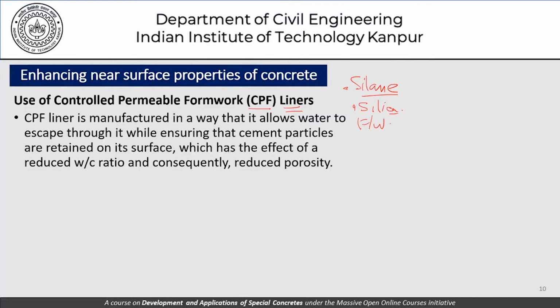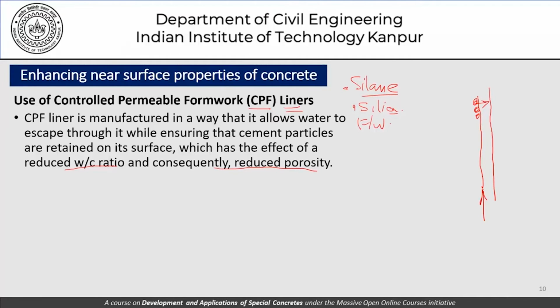CPF liner is manufactured in a way that it allows water to escape through it while ensuring that cement particles are retained on the surface, which has the effect of creating a reduced water-cement ratio and consequently reduced porosity. So if we go back to our old diagram and consider a formwork here, which allows the water to escape but retains the cement particles. So the formwork is such that it has a layer or a lining, which is a special CPF lining. It allows the water to be taken out but retains the cement particles here.